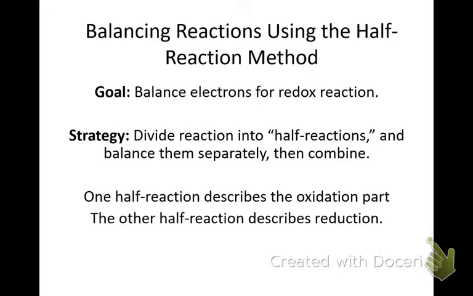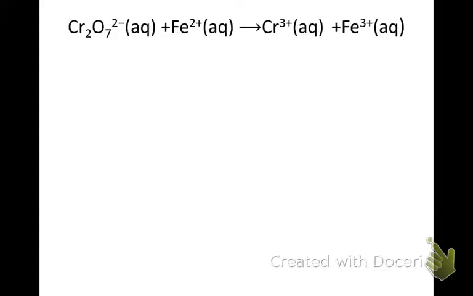Okay, so our next goal is to balance reactions for redox, balancing redox reactions. And the way that we're going to do that is we have to balance not just the atoms, but also we need to think about the electrons. So we're going to separate the reaction into two half reactions, balance those, and then combine them again, where one half reaction describes oxidation and the other half reaction describes reduction. So let's do an example.